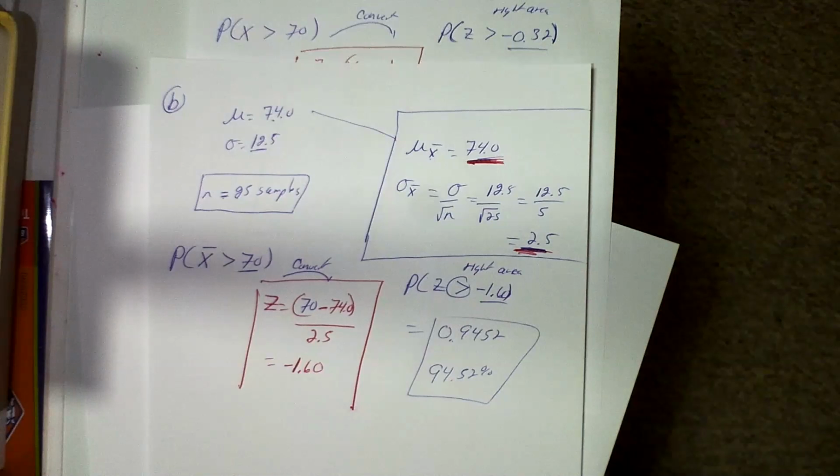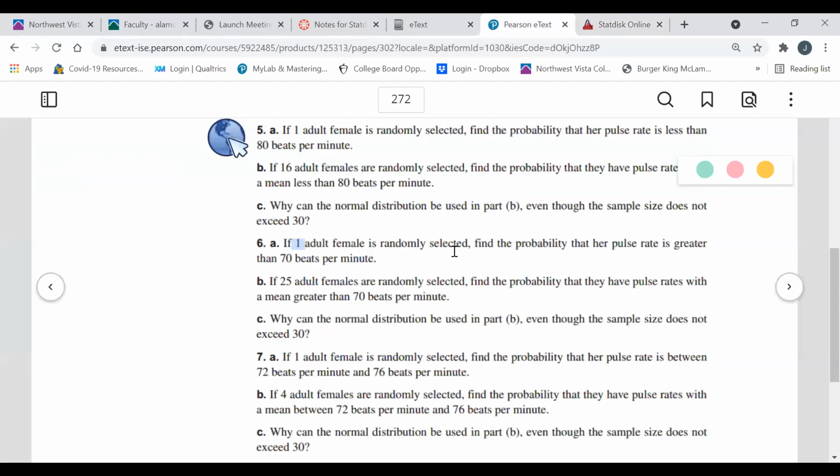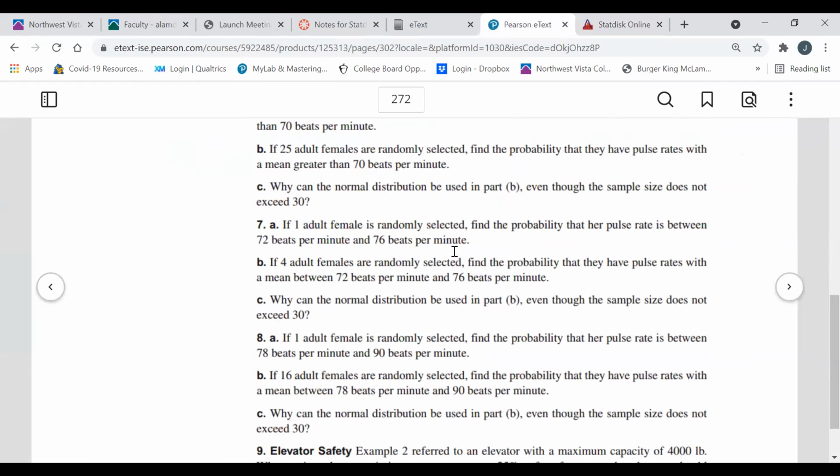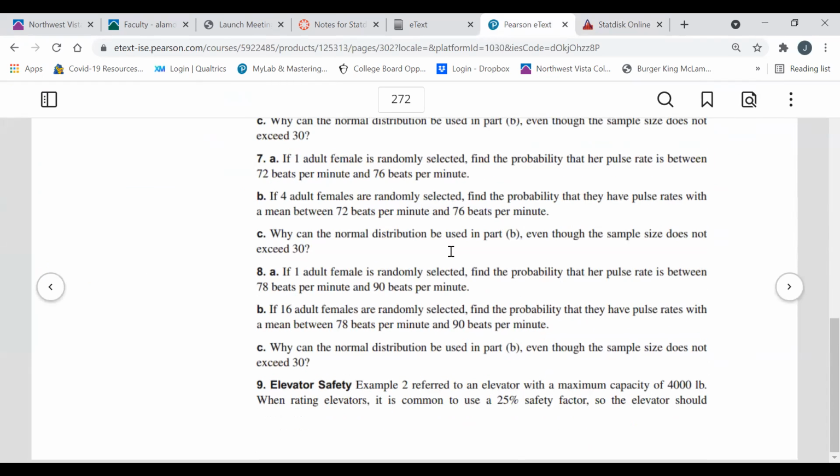There's a whole bunch of them. Do you want to do 7 or 8? Which one would you like? 7. Lucky 7. Excellent. All right, let's do 7. 7 it is. All right, here we go.